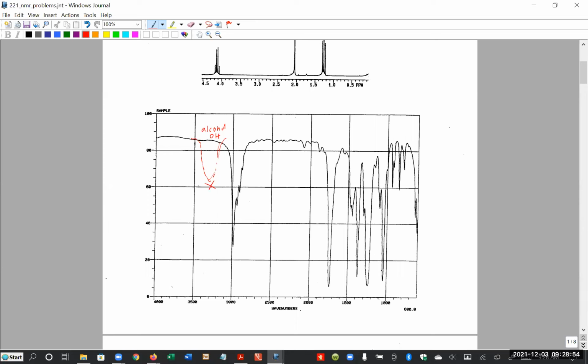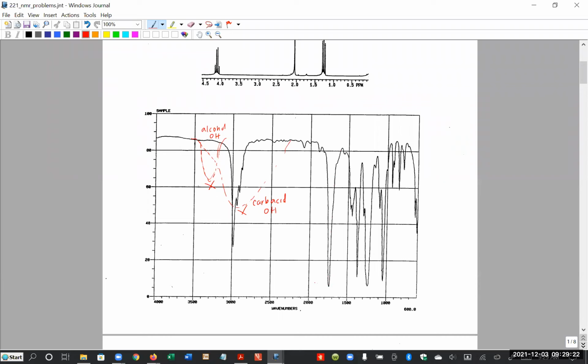A carboxylic acid OH, this is not a totally accurate picture, but it would be a broad peak like that. And you can see we don't have that. So do you see that's valuable information about the structure? The other thing we could have is a carbonyl. And we actually do have that.